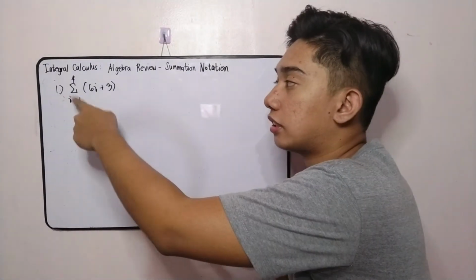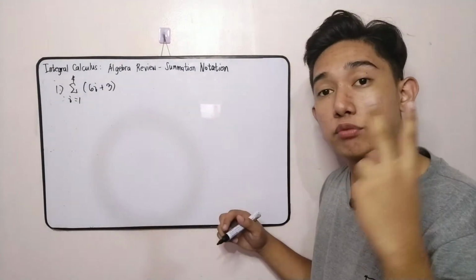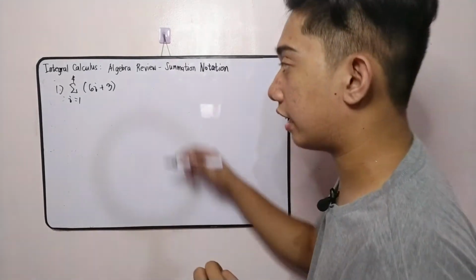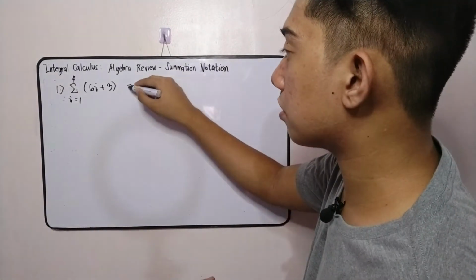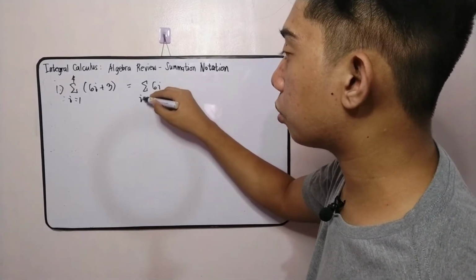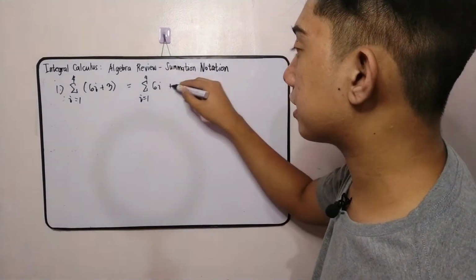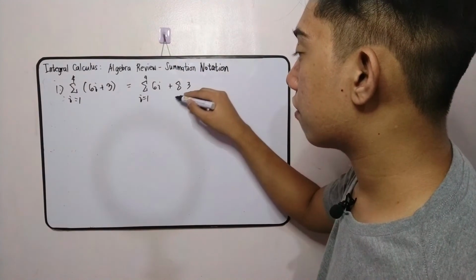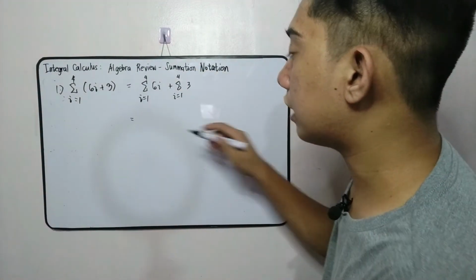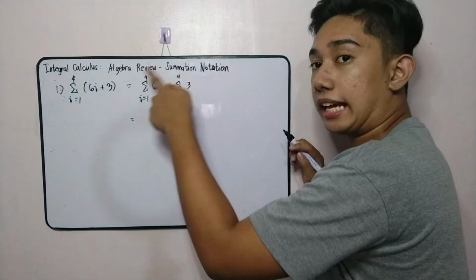So, the formula that is present here, remember that it can have two terms. So for two terms, you can distribute the summation sign, or the sigma sign. So this becomes the summation of 6i from i equals 1 to 4, plus the summation of 3 from i equals 1 to 4. And you notice here, you can use the first formula.